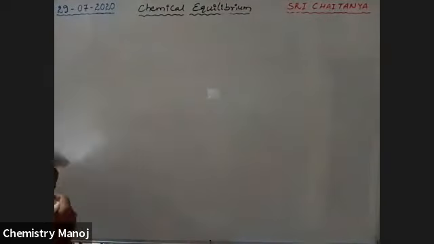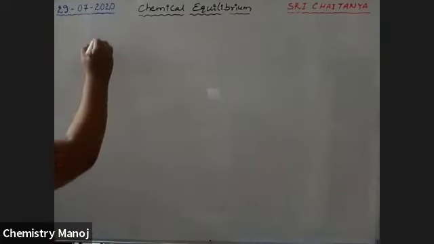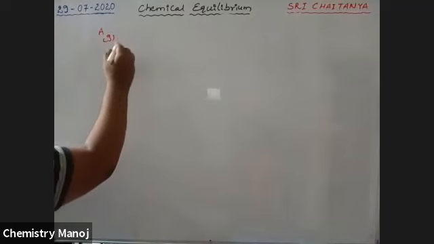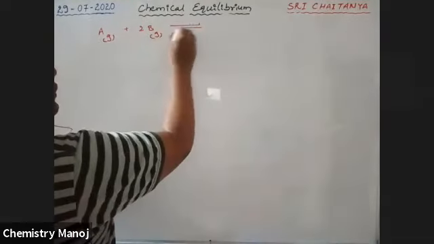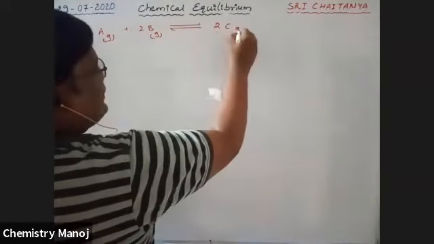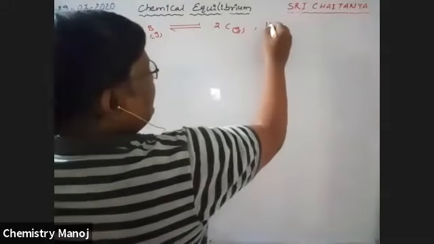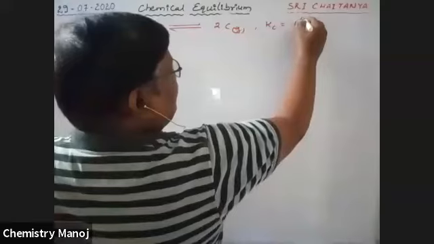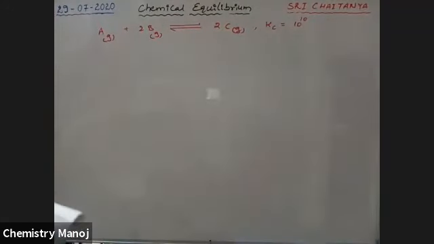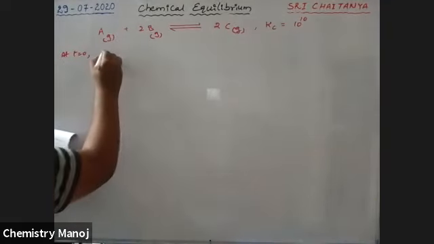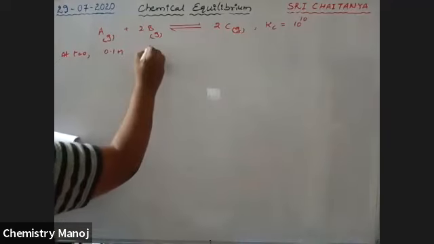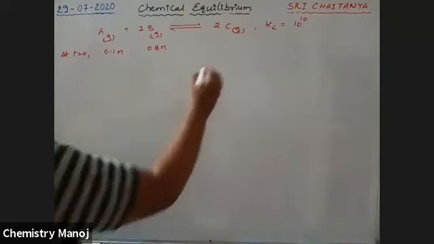Okay, next one, try yourself. A gas plus 2B gas reversible with 2C gas. For this, Kc is equal to 10 power 10. At t equal to 0, concentration of A is 0.1 M, B is 0.8 M, and C's value is 0.